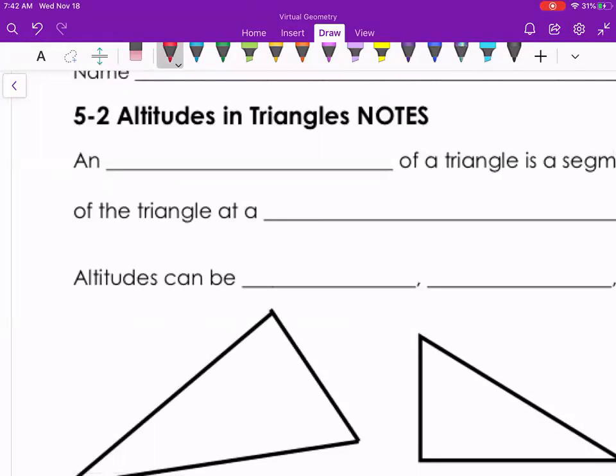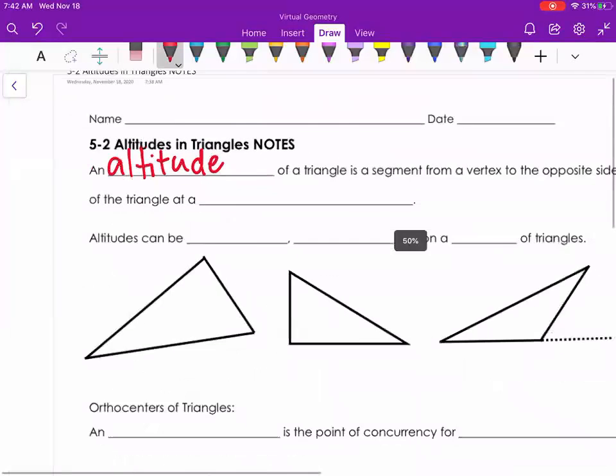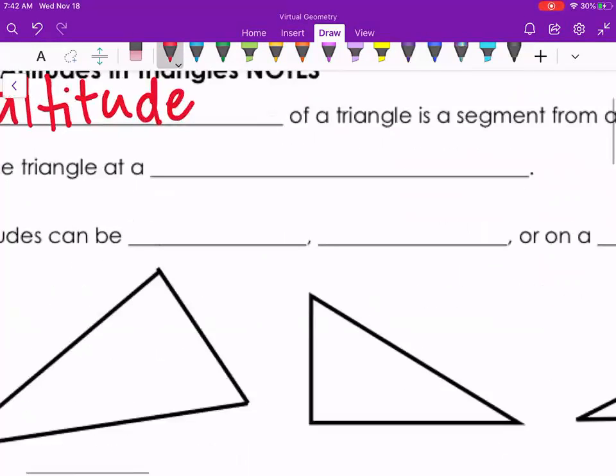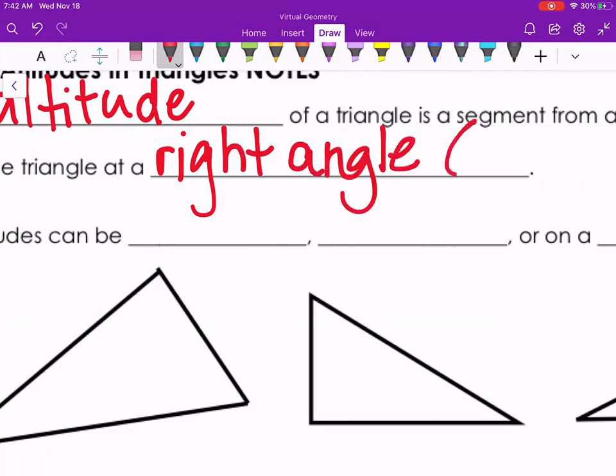So specifically, an altitude of a triangle is the segment that is from a vertex to the opposite side of the triangle. So that's a big clue here. It has to come from a vertex to the opposite side of a triangle, and it's got to do it at a right angle. And again, you're looking for that 90 degrees. So it has to connect a vertex to a 90-degree angle. So that's what it needs to look like.